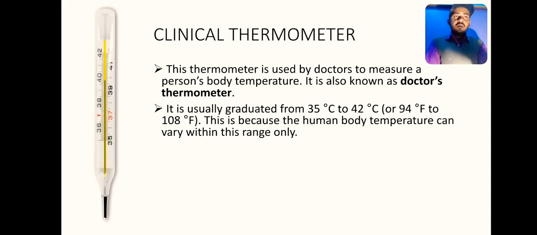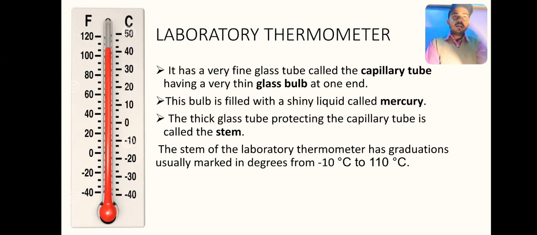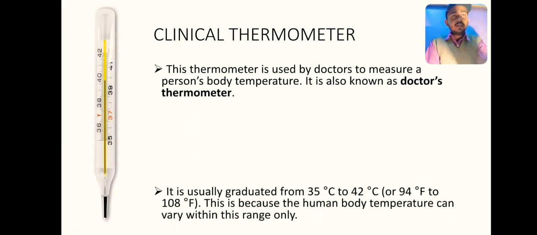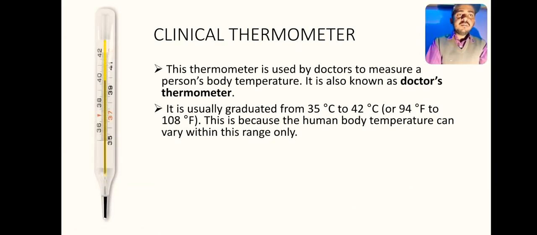As you can see here, the range is from minus 10 to 110, that means about 120 degrees Celsius. And here the range is only from 35 to 42, that means 7 degrees Celsius. So it is a very small range. Why? Because this much range is enough for measuring the temperature of a body, because it always lies between these two temperatures.